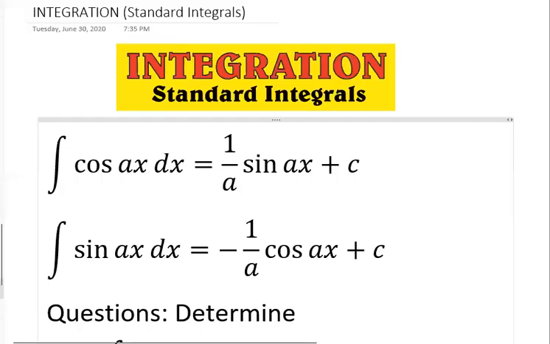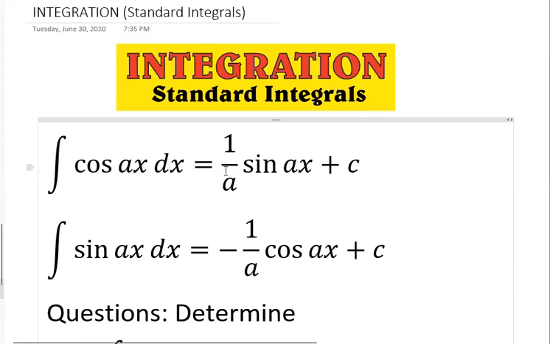Today we'll be taking integration, but we'll be dealing with standard integrals as you can see on the screen. If you have been following our class, you can watch our previous videos on integration. We've done 2 classes on integration, so you can watch our previous video. So today we'll be taking standard integrals of integration. We have many of them.